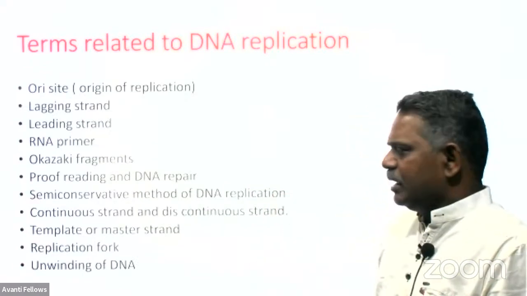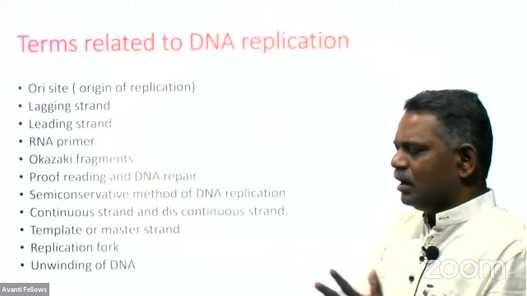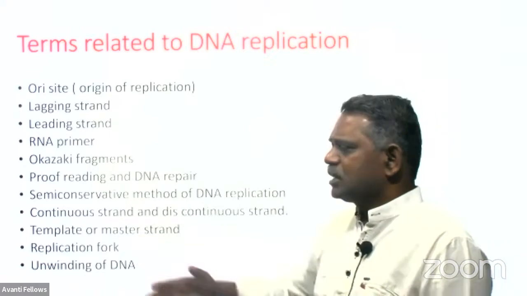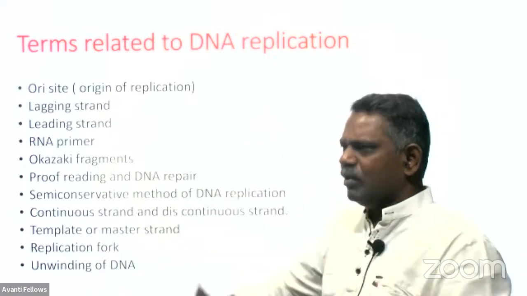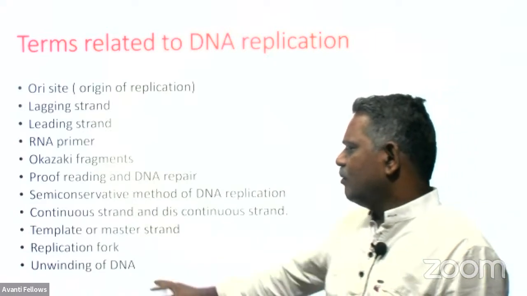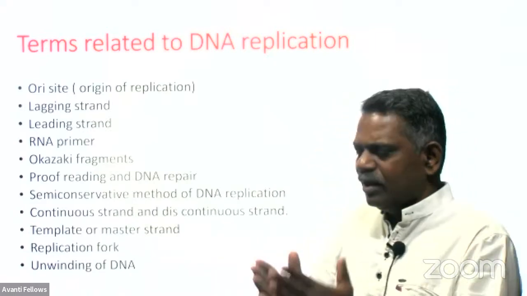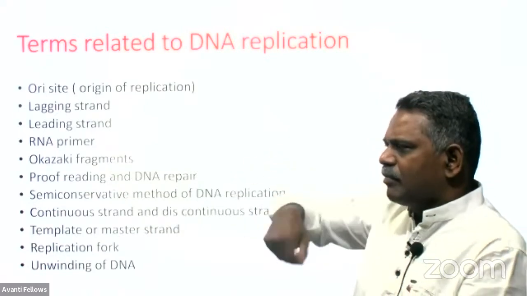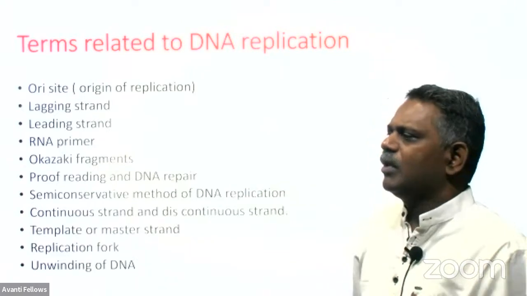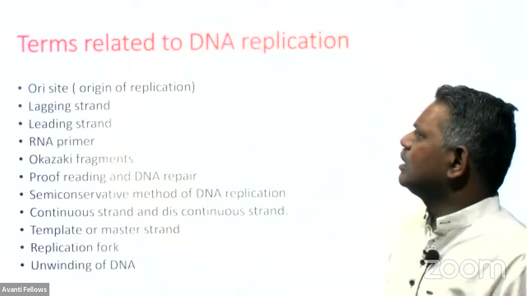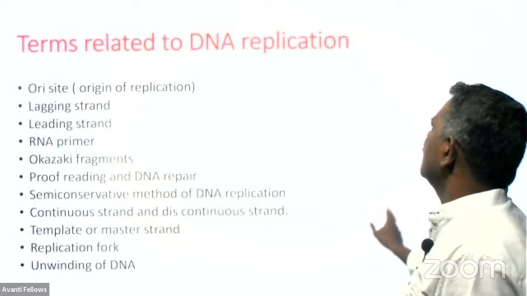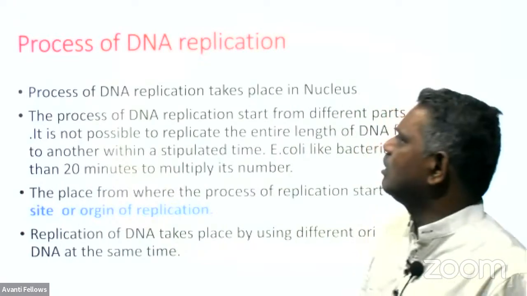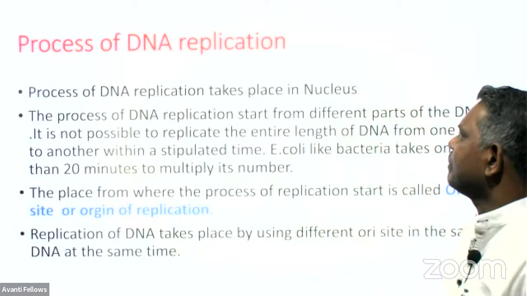After separating the DNA, both the strands work as the master strand or template. Then replication fork. After unwinding, it gets a fork-shaped structure. And unwinding of DNA. DNA is in the coiled form, winding form only, and after breaking the hydrogen bond, it goes for unwinding. So these are some of the terms related to DNA replication, right? And see the process of DNA replication in detail.